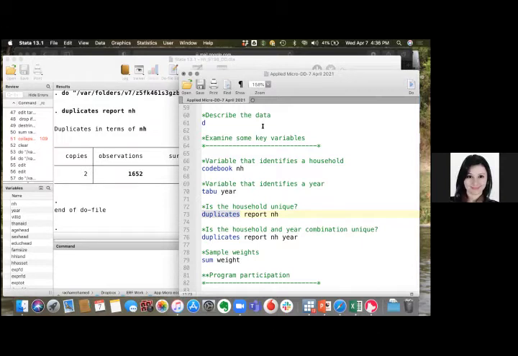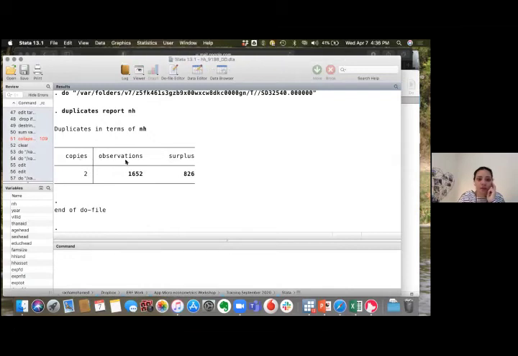I'll try now. Okay. So duplicates report shows us the total number of observations and how many copies you have for NH. As we know, for each household we have 2 lines. So this shows that every household identifier NH is duplicated 2 times, which makes 1652 observations for 826 households. Each household is repeated twice.